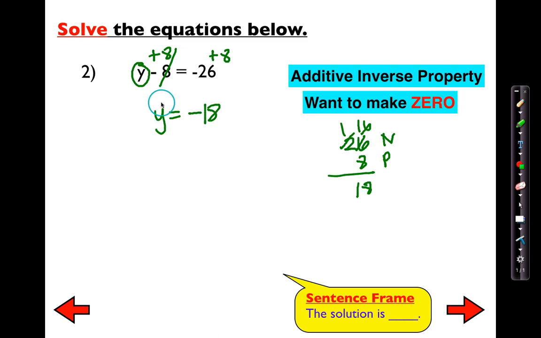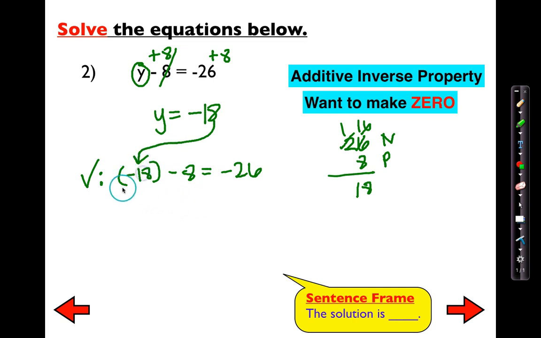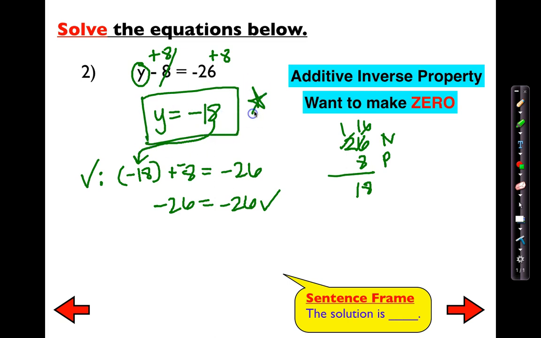Now, some of you, again, are going to want to just say that is my answer, but I want you to practice checking your work. So here, to check our work, instead of putting a y, I'm going to put a set of parentheses. Minus 8 equals negative 26. Now I'm going to plug in my value for y, which is negative 18. Now here, go ahead and add the opposite. I can see that there's 26 negatives, and that does equal negative 26. So I'm confident that my answer is indeed y equals negative 18.